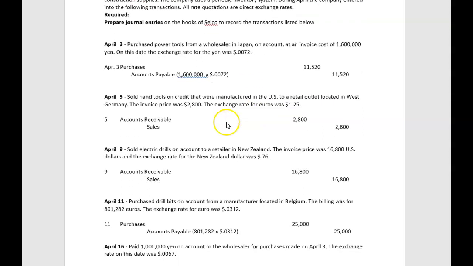In this one, we sold hand tools on credit to a retail outlet in West Germany. The invoice price here is $2,800. We've got an exchange rate given as $1.25 for the euro, but since we've got the dollar price here, we don't have to do anything else. We just use the $2,800 of receivables and sales.